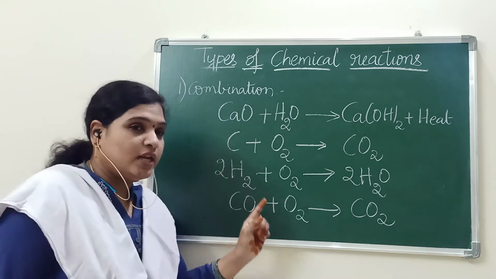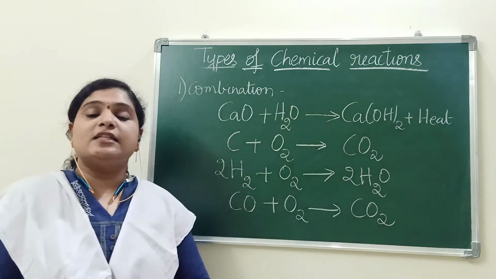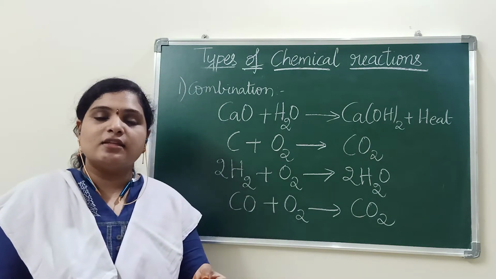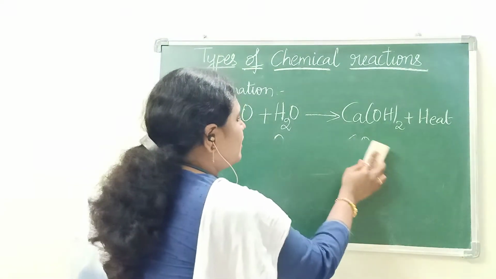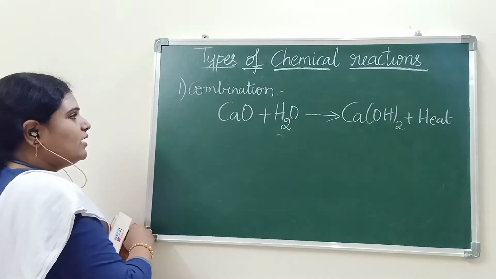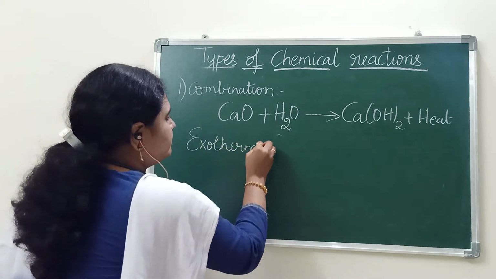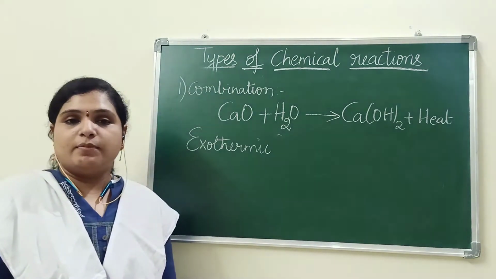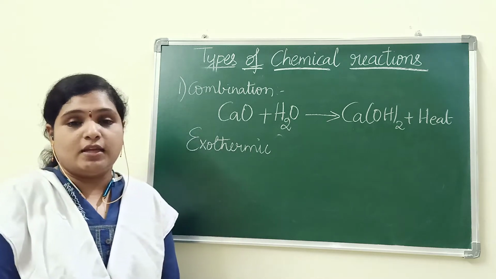So we have seen combination reactions involving heat energy. If heat energy is evolved during a reaction, what do you call that reaction? Exothermic reactions. This is one of the examples of an exothermic reaction. We can give so many examples for exothermic reactions.